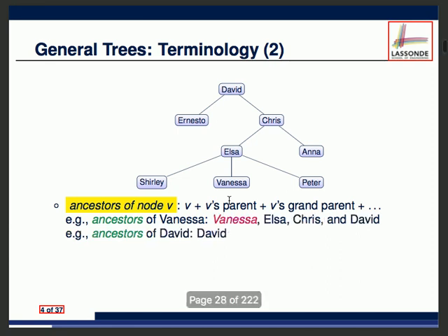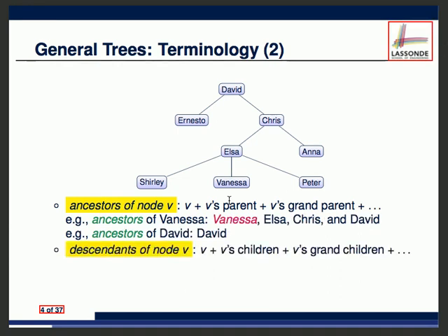Okay, now let's talk about descendants. Descendants are basically yourself, plus your children, plus your children's children, plus your children's children's children, until the very bottom of the tree. Now, let me ask you this way. Talking about all the nodes in this tree, who has the least number of descendants? Shirley, Vanessa, Peter, and Ernesto, because they have only themselves as their descendant.